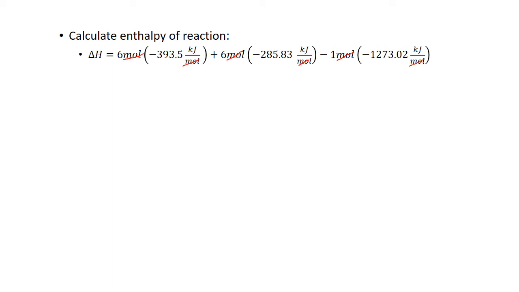So when I carry out this calculation, I have to be very careful about signs. Notice that I have a minus sign here and a minus sign here, and so that contributes to my final answer. That's going to be positive. Enthalpies of formation are almost always negative, so it's very easy to mess up the signs when you do this. Confirm it for yourself, but when I carry out this calculation, I get minus 2,803 kilojoules.